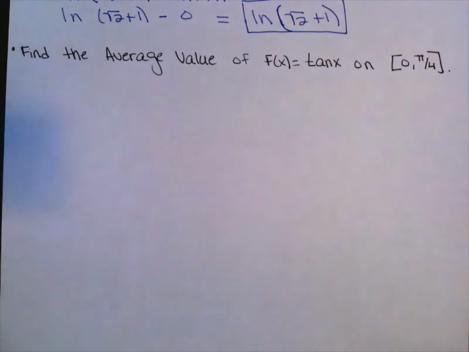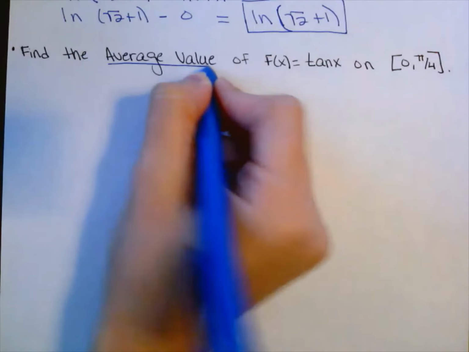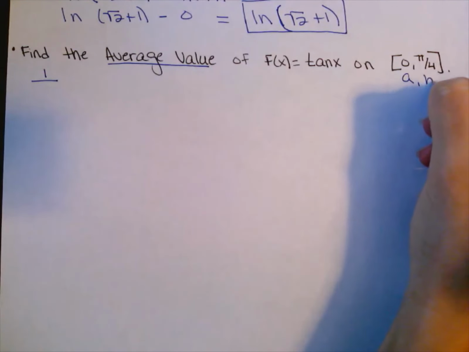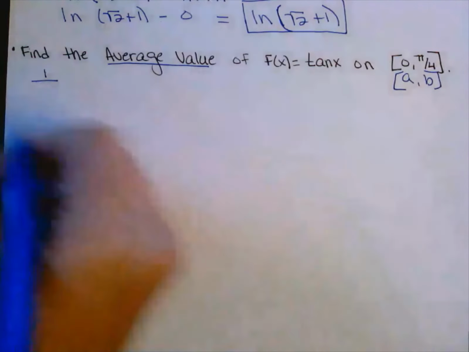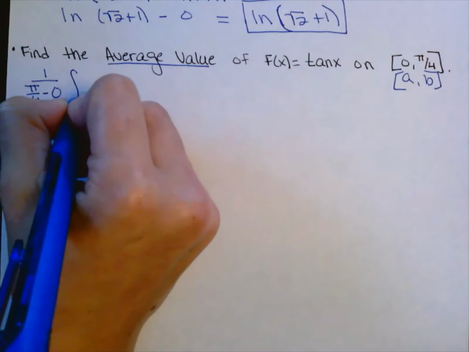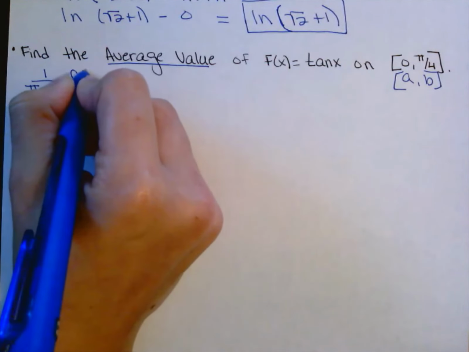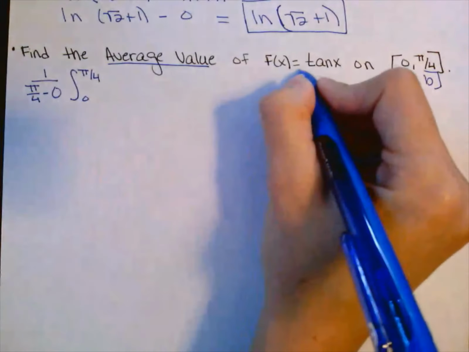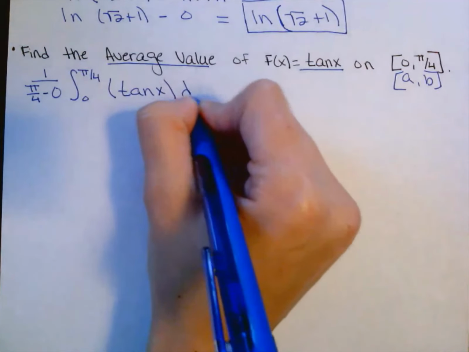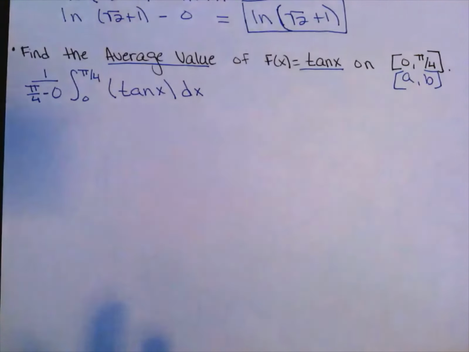Okay, and let's go ahead and look at our last question. It says, find the average value of tangent of x from 0 to pi over 4, okay? Average value is my 1 over b minus a. This is my a, and this is my b. So I'm going to say 1 over pi over 4 minus 0 times the integral from a to b of the function. And don't forget your notation of dx, okay? If you were on a free response question, that right there would probably be a point, okay?